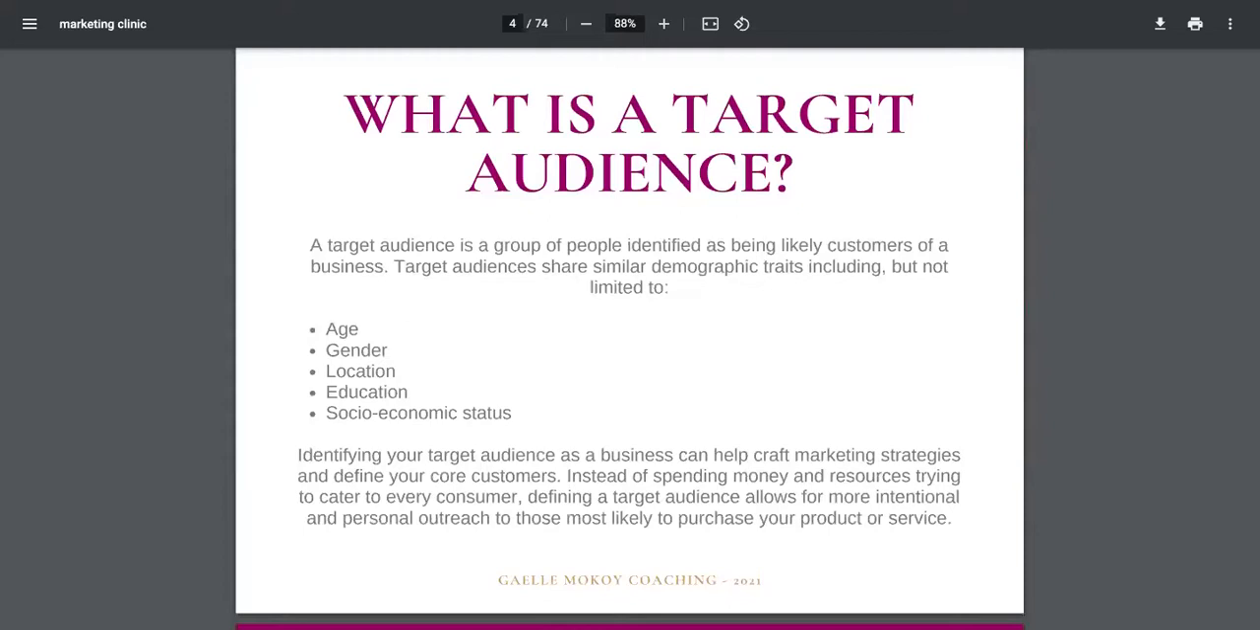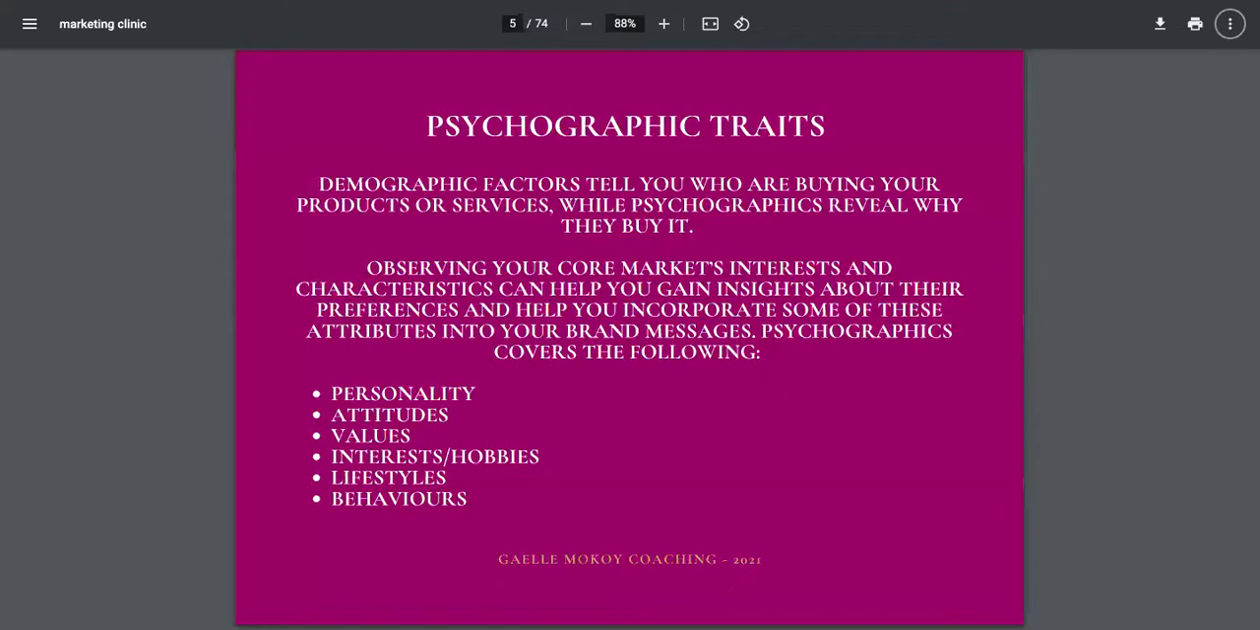So when you find your target audience, you are more likely to identify your ideal client because they are within that group. So they have the same age, gender, location. Your location can be local, can be national, can be global, education, and socioeconomic status. Okay, so please, if you have any questions, just shout them out and I will answer them for you.